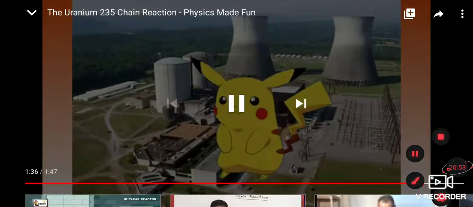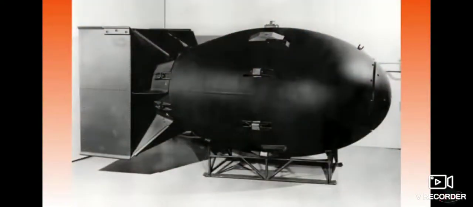The energy that is generated can be used to generate electricity in a nuclear power plant or to create a massive explosion.